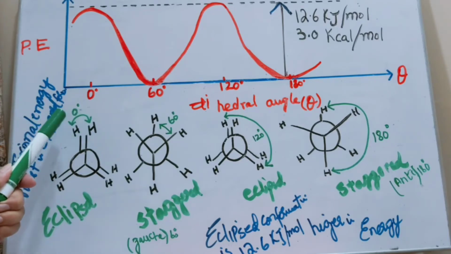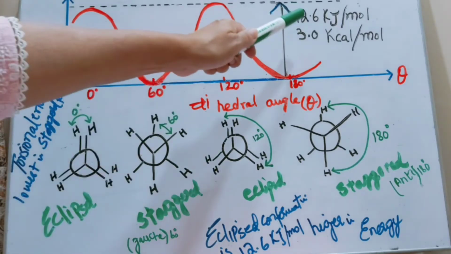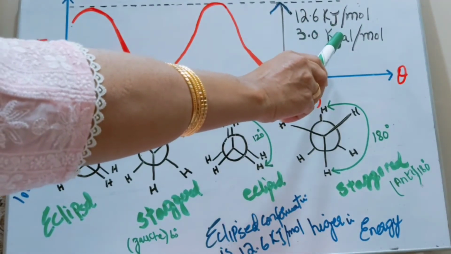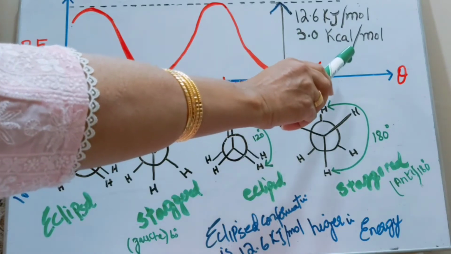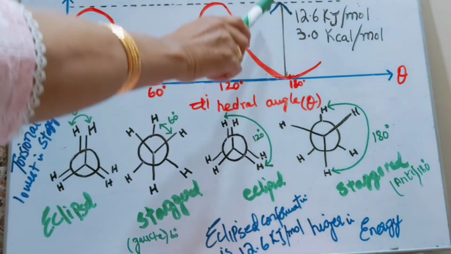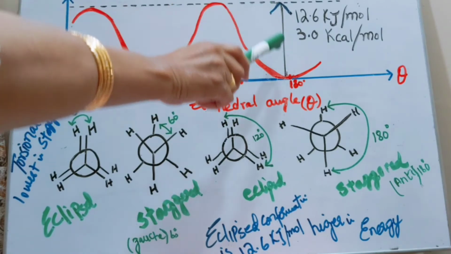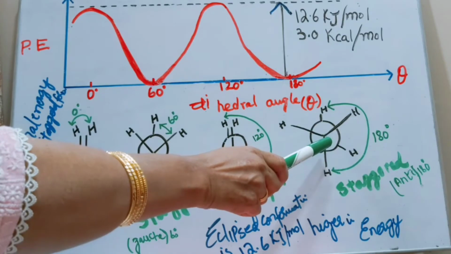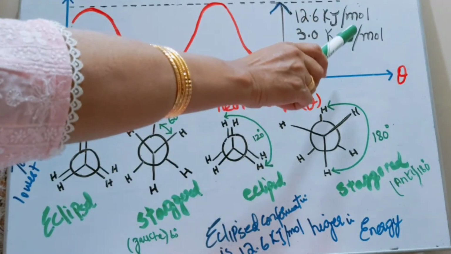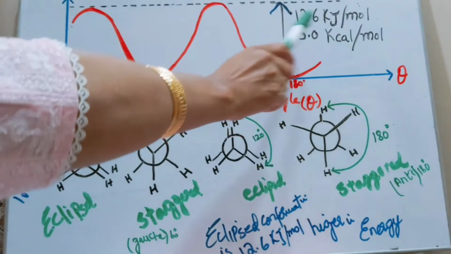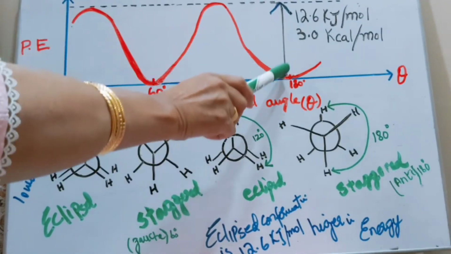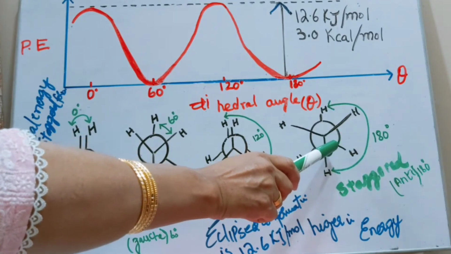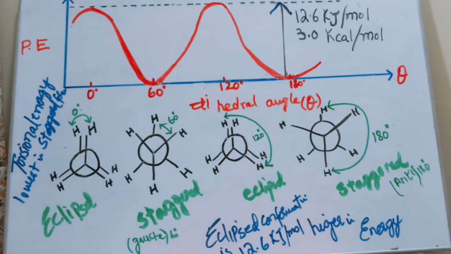It becomes very close, and by how much? 12.6 kilojoules per mole, or 3.0 kilocalories per mole, greater in energy. It is greater in energy than the staggered conformation, that is this one. It is 12.6 kilojoules per mole or 3.0 kilocalories per mole greater in potential energy than the staggered conformation. So this was something very interesting.